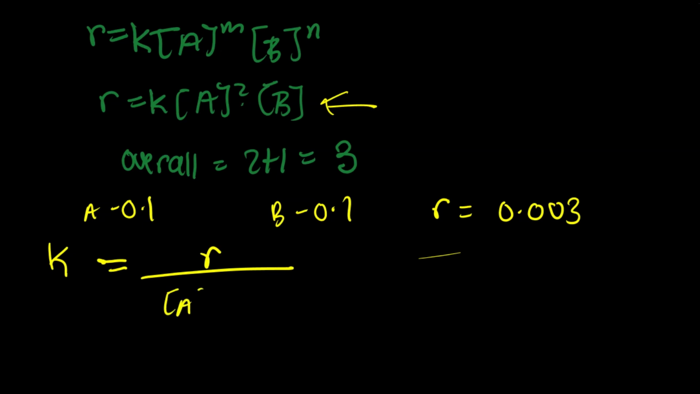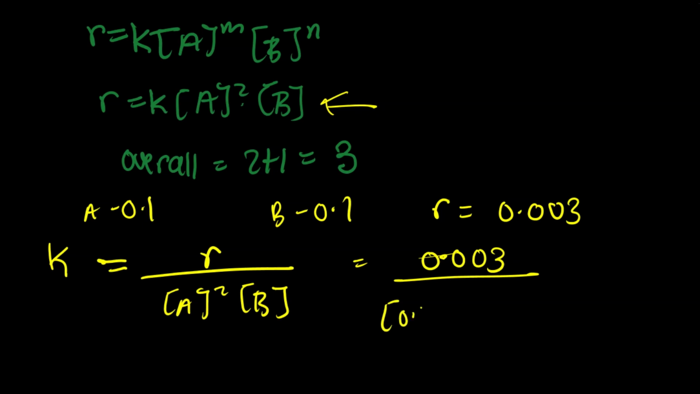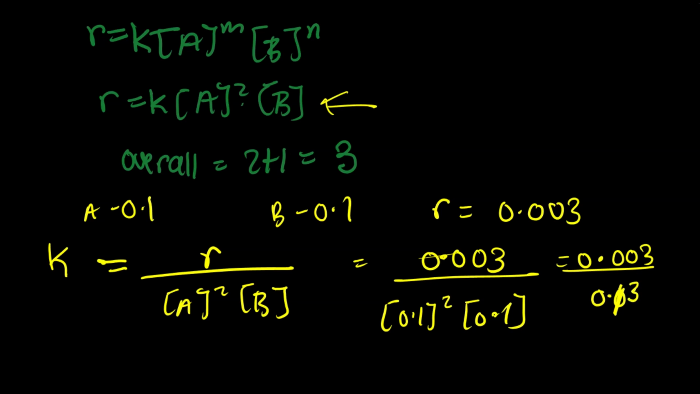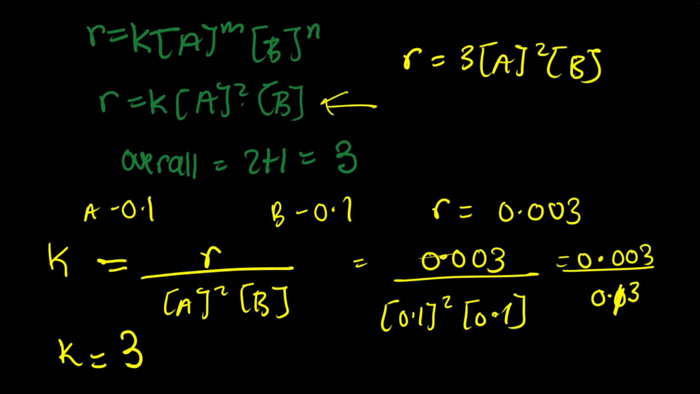Making K the subject of the formula, K is equal to R divided by concentration of A squared, concentration of B. This means 0.003 divided by the concentration of A, which is 0.1 squared, and the concentration of B is 0.1. This is simply 0.1 cubed, so 0.003 divided by 0.1 raised to the power of 3. So we have K equal to 3. Now we could rewrite the rate law as R equals 3 into concentration of A squared and concentration of B squared.